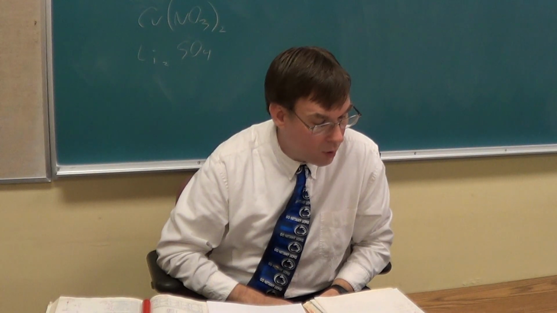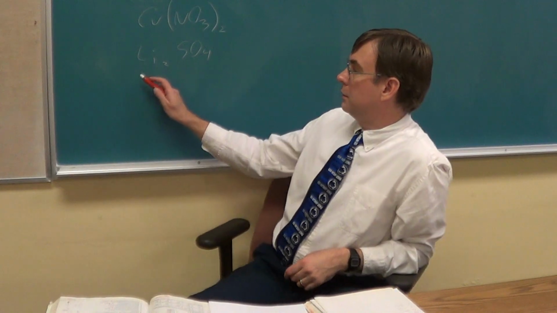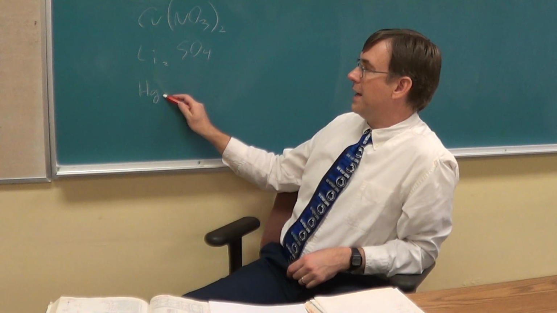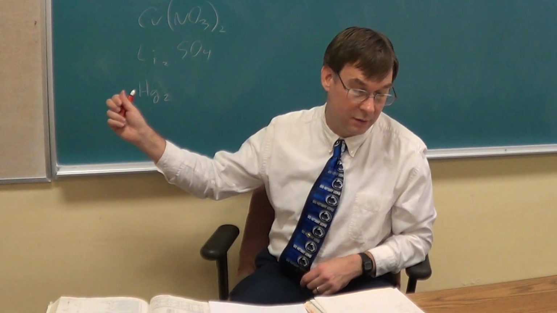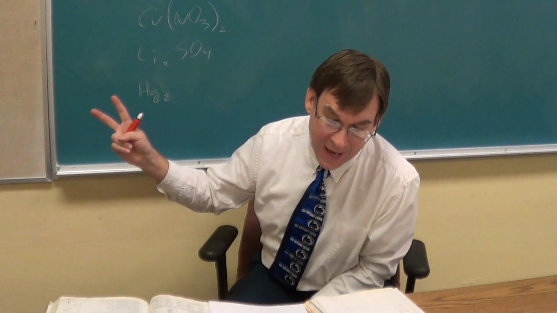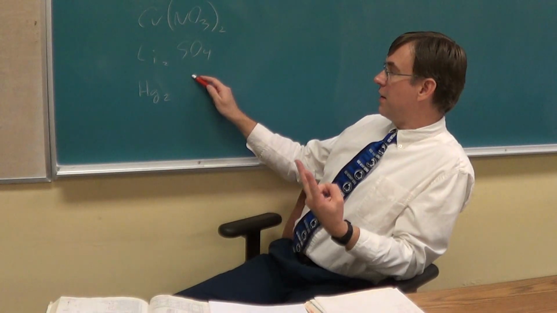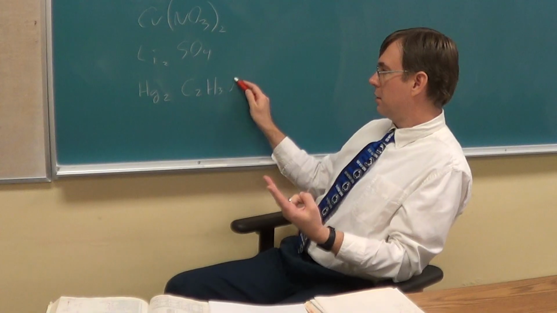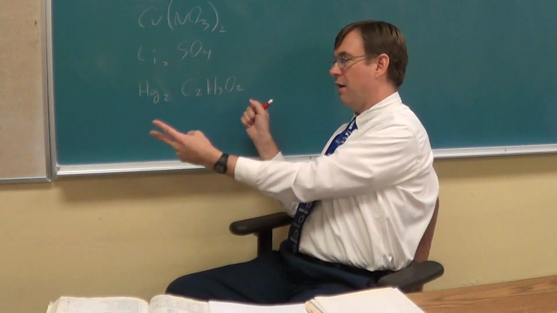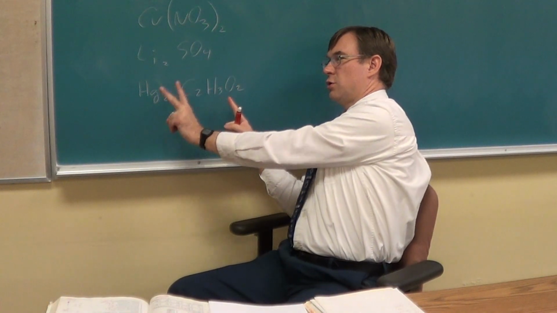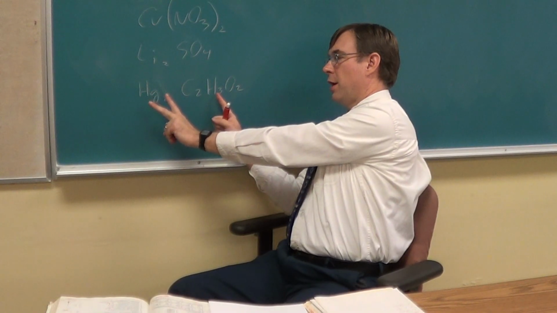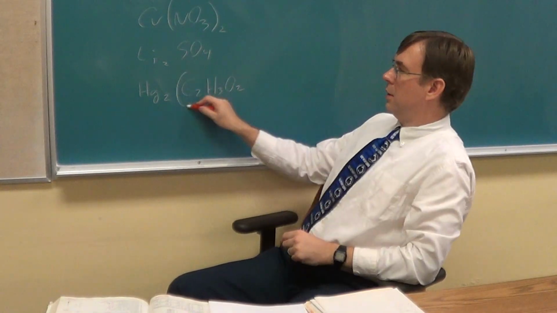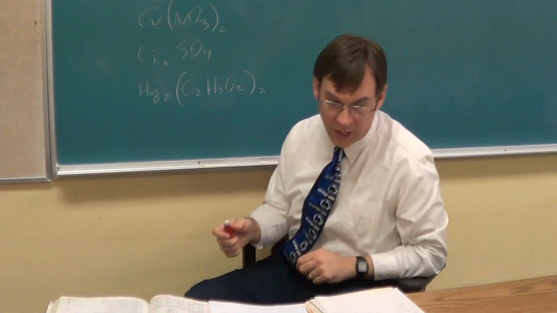Mercury 1. Hg2 with a 2 plus. Acetate is our least favorite one. It's C2H3O2. That has a charge of 1. So charges are 2 and 1. So parentheses around acetate, because we need 1 and 2 parentheses to double our acetate.